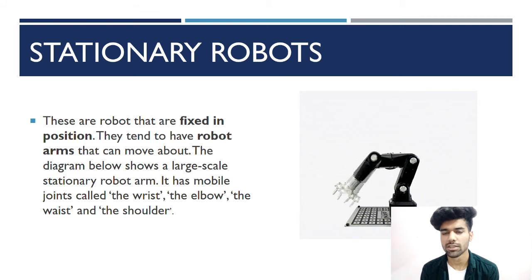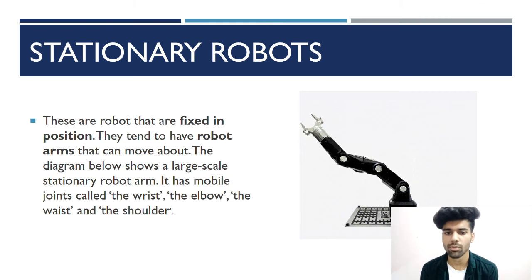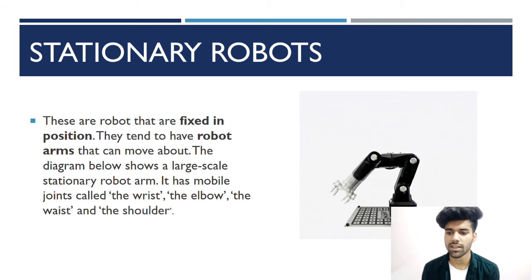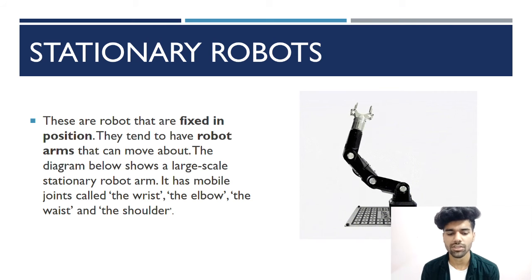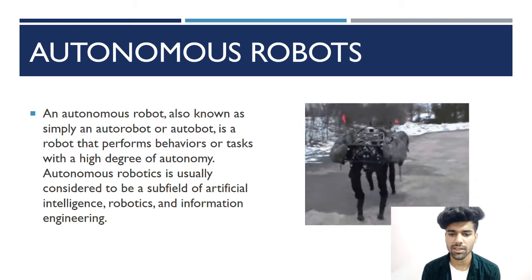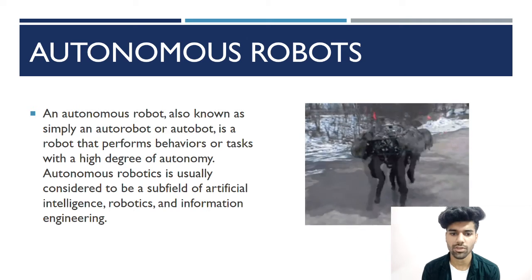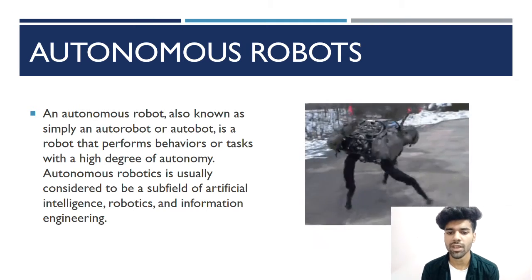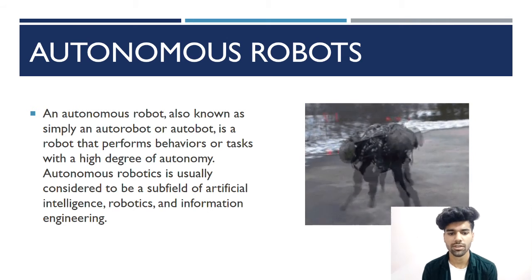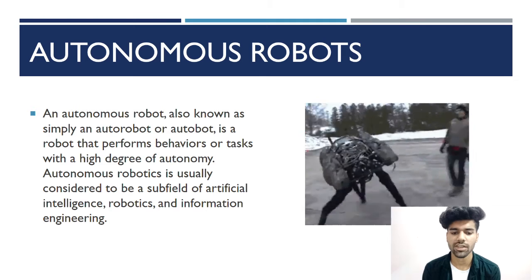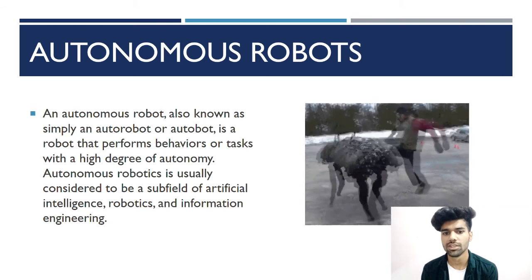Stationary robots are actually the opposite of mobile robots. They are fixed in a single position. They have an arm-like structure that can move, and it consists of a joint, wrist, elbow, waist and shoulder. Autonomous robots are basically the higher version of AI robots. They are also called auto-robots or Autobots. It is a robot that performs behavior or tasks with a high degree of autonomy. Autonomous robotics is usually considered to be a subfield of artificial intelligence, robotics, and information engineering.